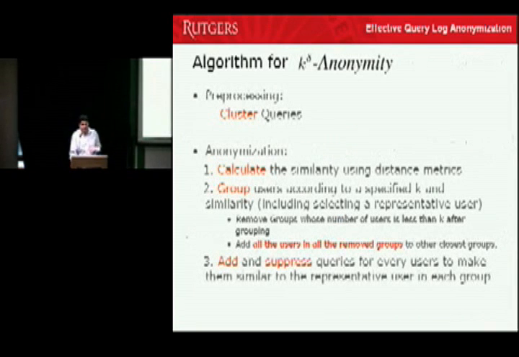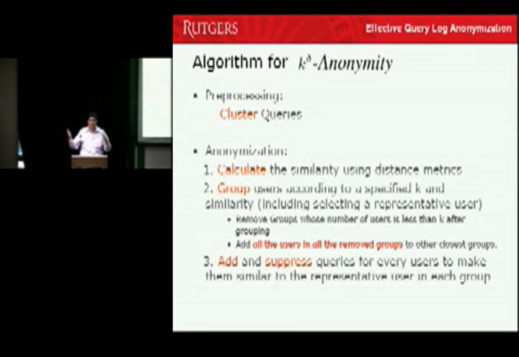The actual algorithm for k-delta anonymity, I first cluster the queries. Then I calculate the similarity using the distance metrics. And just what I told you, we are going to group the users, pick a user, pick the closest k-1 users, put all of these groups together. And then, any groups which are smaller, you want to throw away. If you've got a group which is smaller than k, that's of no use to you. So then you want to reassign those users to some of the existing clusters.